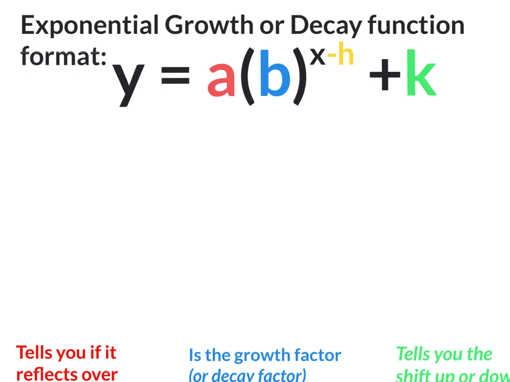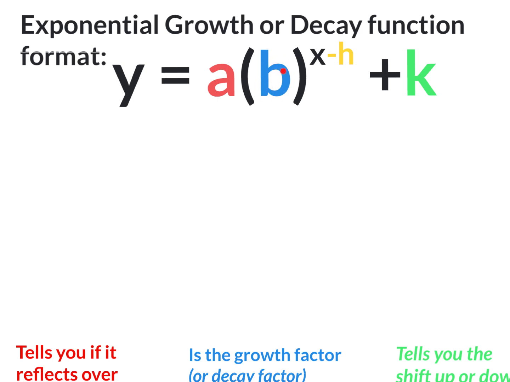So these are the notes that are going to tell you pretty much everything, right? We need to really get comfortable with this format. Y equals a. The a value tells you if it gets reflected over the x-axis, if it gets vertically stretched or compressed. The b value tells you if it's going to be a growth function or a decay function.